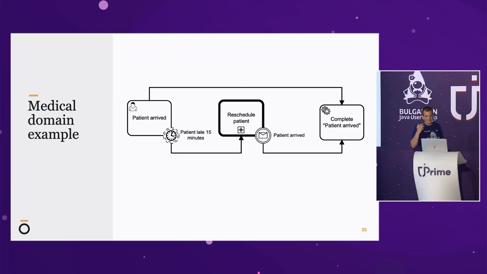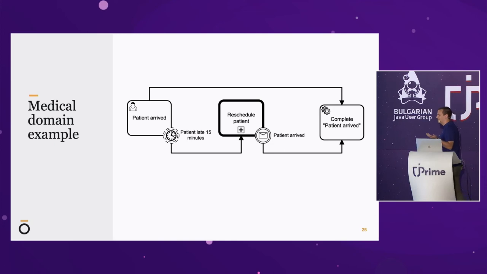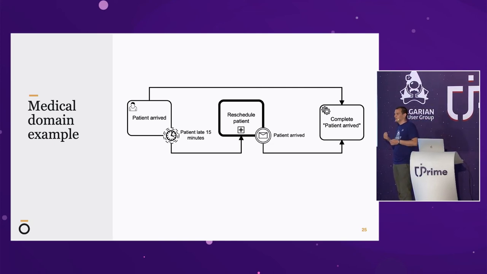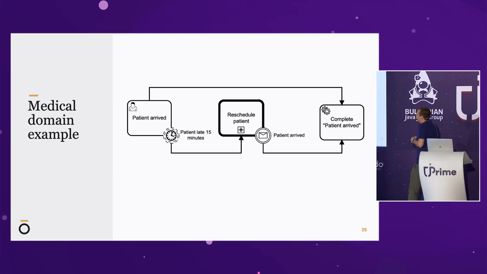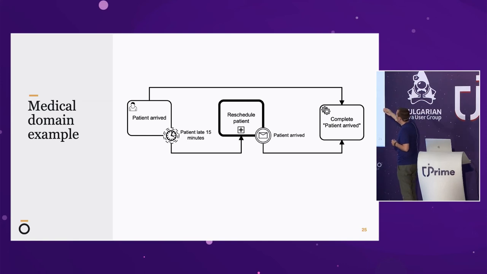If they come during this time when they're up for rescheduling, that's a task for a human to perform. If a person comes late, but we know that we can still perform the procedure, it doesn't matter that you're 1 hour late, we'll still do the procedure. That's an example of a manual human task that needs to be performed. So if the patient still manages to arrive, we complete this task.